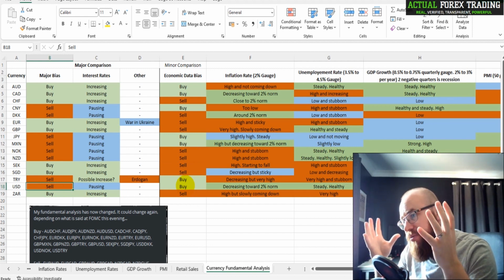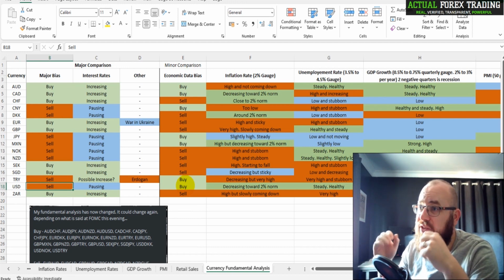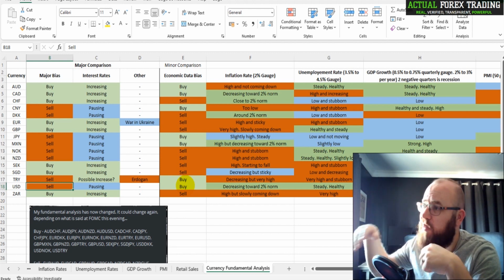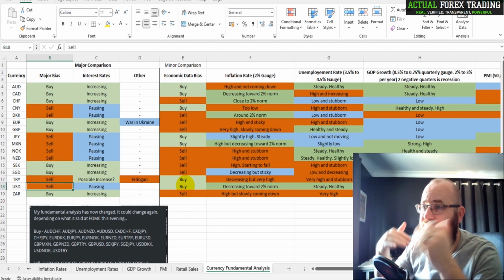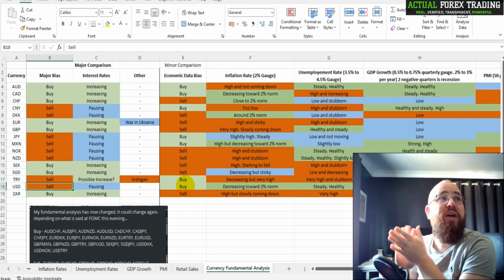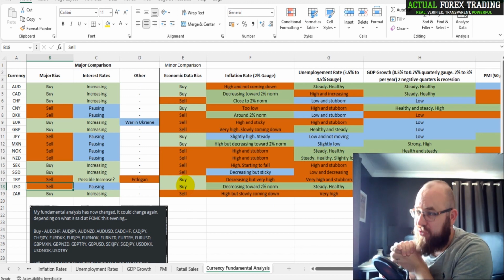And then I try and combine this with technical analysis, because it could be that your fundamental analysis suggests that you're going to buy Australian dollar, US dollar, but the technicals are looking very bearish. So you wait for the technicals to agree with your fundamentals, and then that gives you, hopefully, a very good trade.